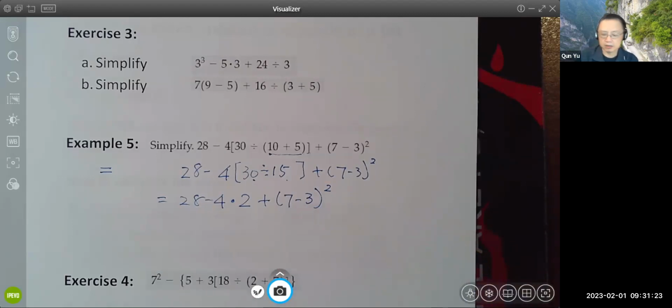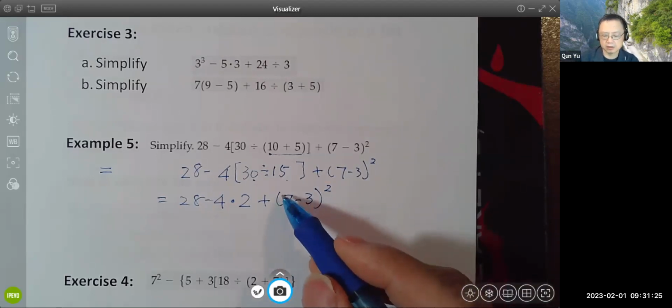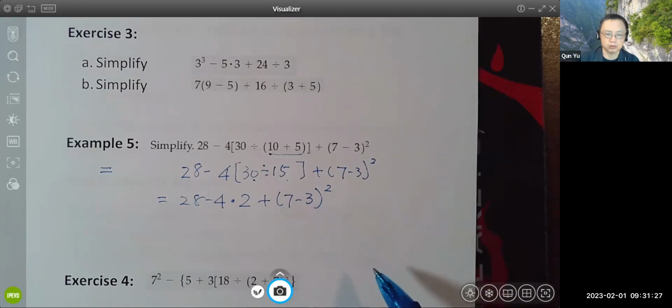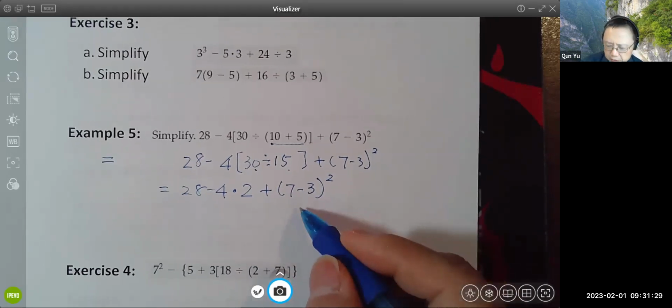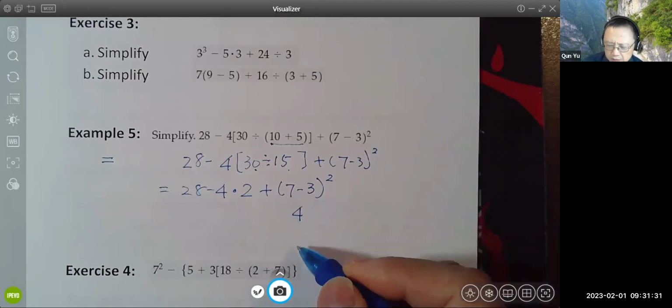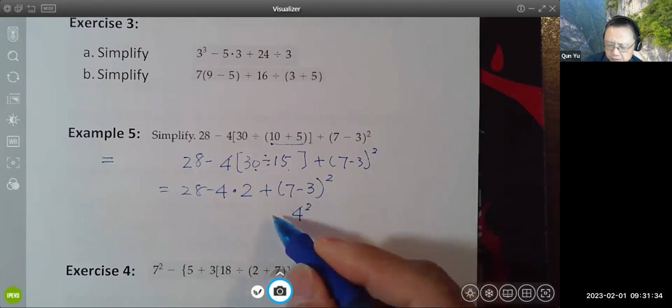Apparently, next we are going to do this subtraction because this operation is inside a grouping symbol. So this is going to be 4. And then we copy everything else.